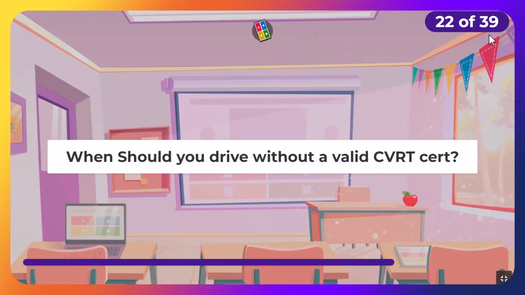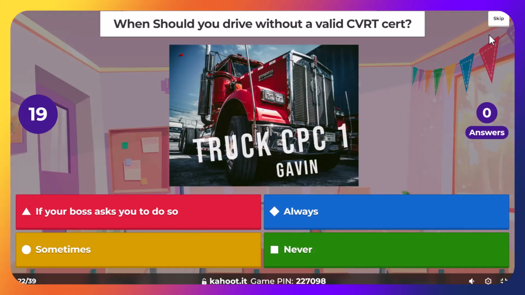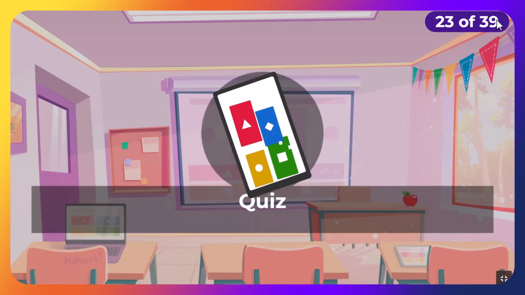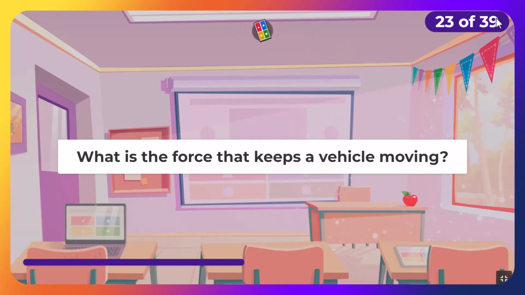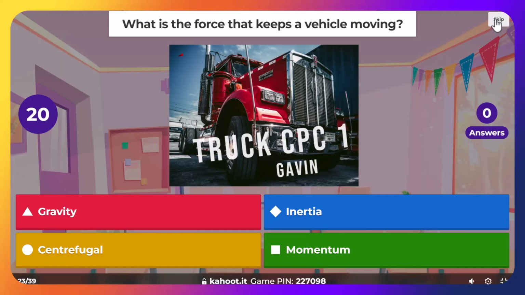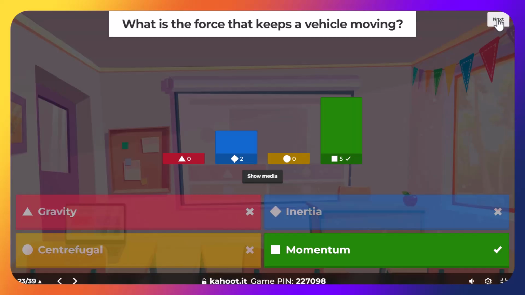When should you drive without a valid CVRT? What is the force that keeps the vehicle moving? Inertia is a resistance. I suppose in a way you're kind of right, because it's a resistance to change of its current state. So if it's moving, it's a resistance to stopping. But no, momentum is what keeps you moving on your current path.